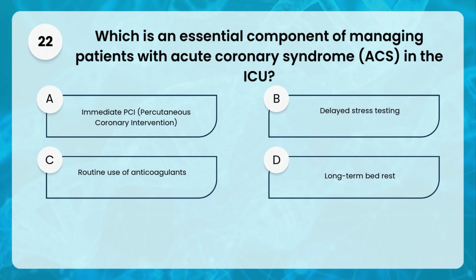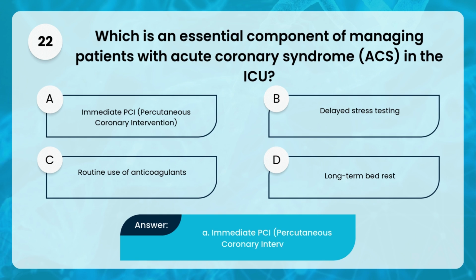Number 22. Which is an essential component of managing patients with acute coronary syndrome, ACS, in the ICU? A. Immediate PCI, percutaneous coronary intervention. B. Delayed stress testing. C. Routine use of anticoagulants. Or D. Long-term bed rest. The answer is A. Immediate PCI, percutaneous coronary intervention.